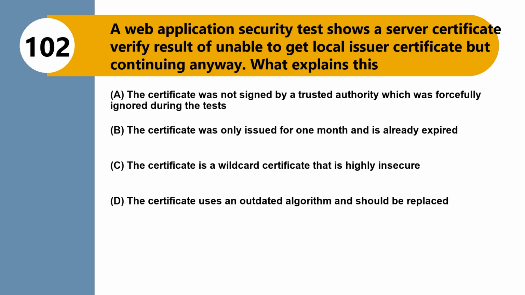Question 102. A web application security test shows a server certificate verify result of unable to get local issuer certificate but continuing anyway. What explains this? Option A. The certificate was not signed by a trusted authority which was forcefully ignored during the tests. Option B. The certificate was only issued for 1 month and is already expired. Option C. The certificate is a wildcard certificate that is highly insecure. Option D. The certificate uses an outdated algorithm and should be replaced.